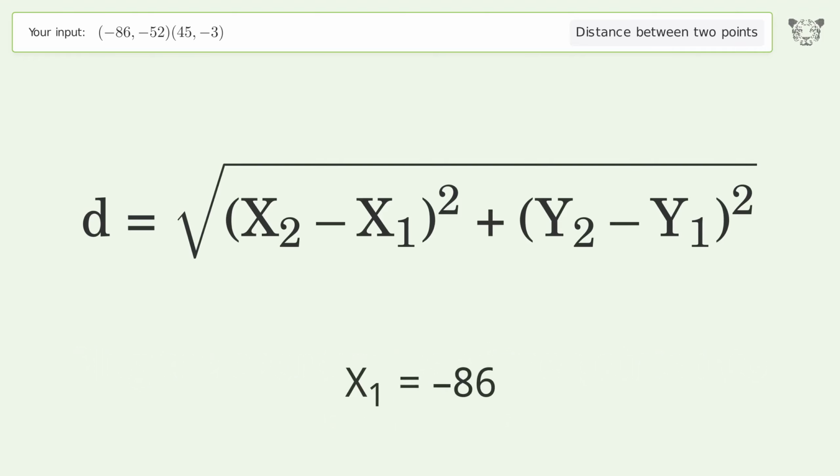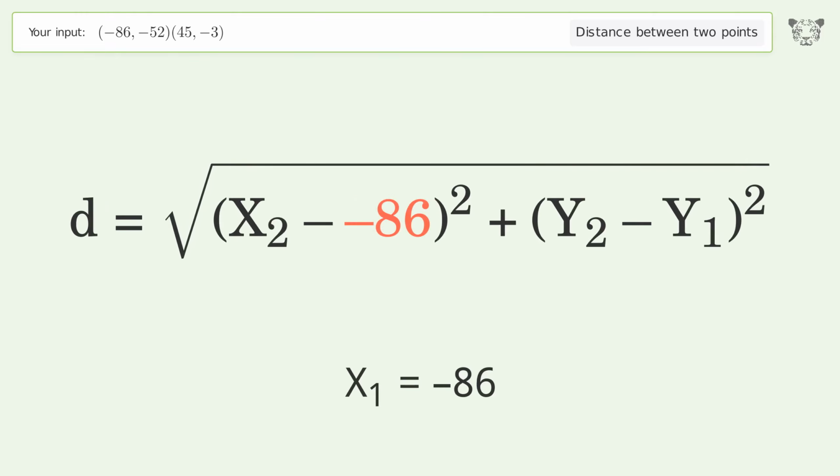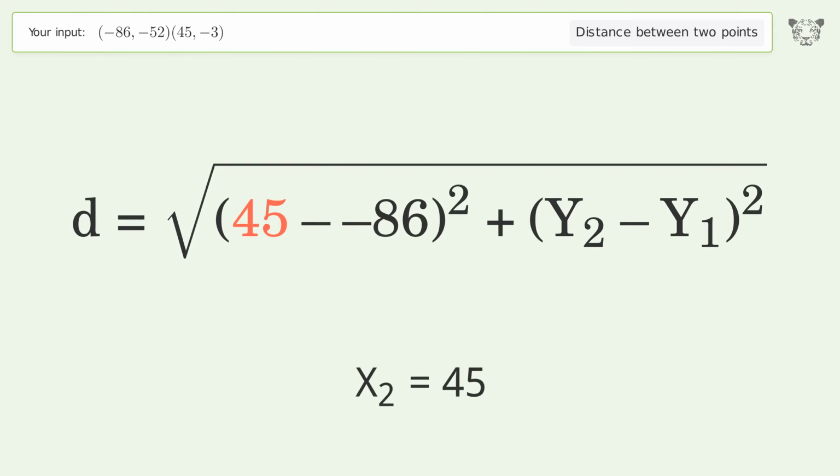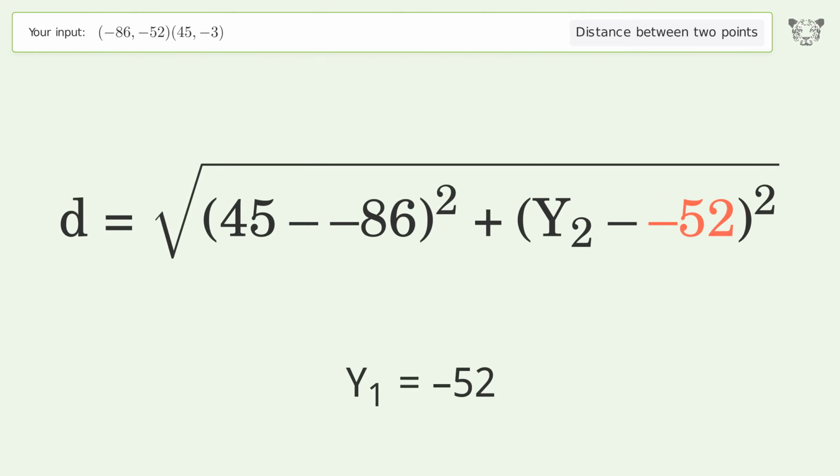x1 equals negative 86. x2 equals 45. y1 equals negative 52. y2 equals negative 3.